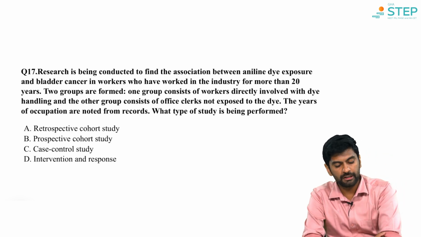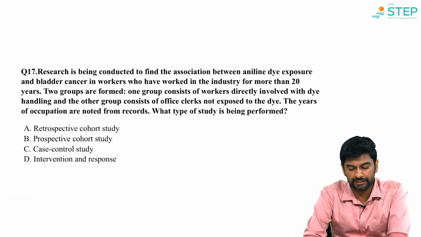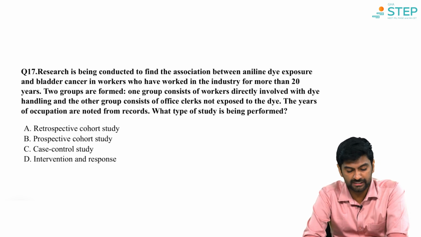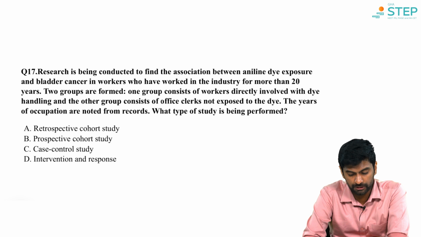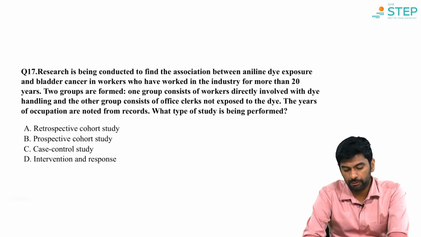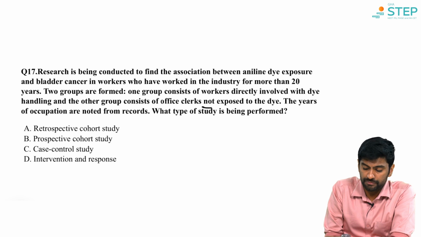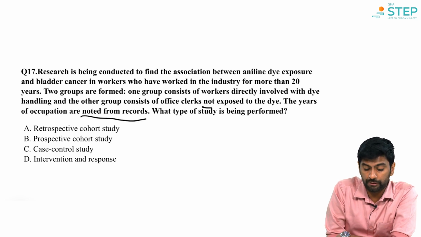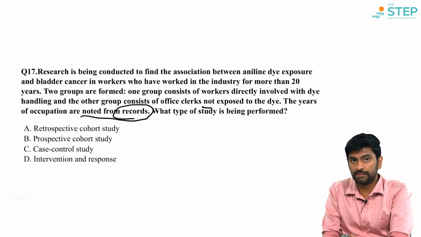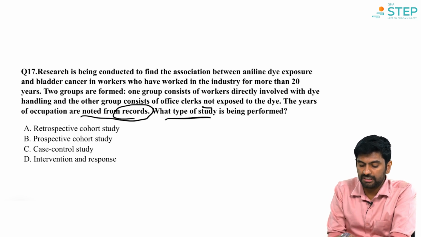Coming to question 17, the research is being conducted to find the association between aniline dye exposure and bladder cancer in workers who have worked in the industry for more than 20 years. Two groups are formed. One group consists of workers directly involved with dye handling, and the other group consists of office clerks not exposed to the dye. So there is exposure, no exposure. The years of occupation are noted from the records. Okay, it's from the history. What type of study is being performed?